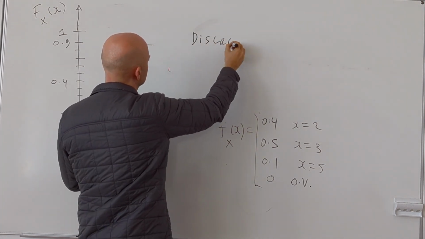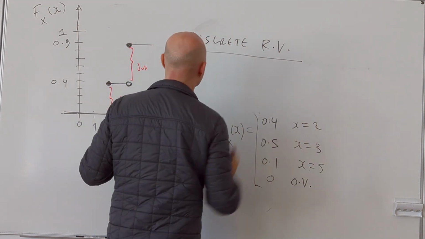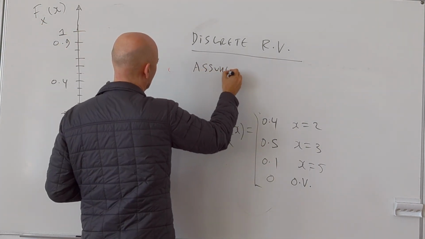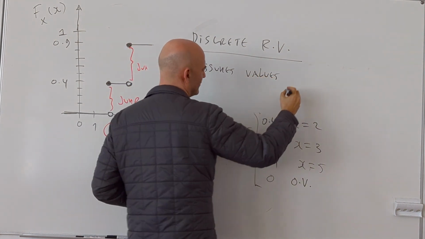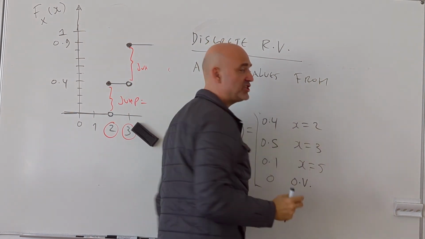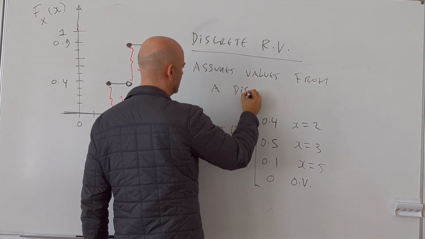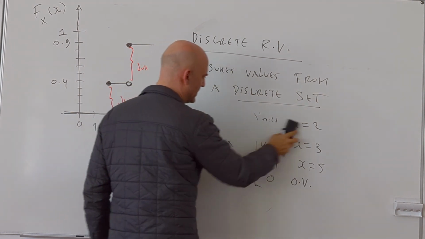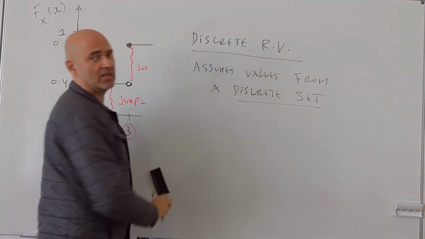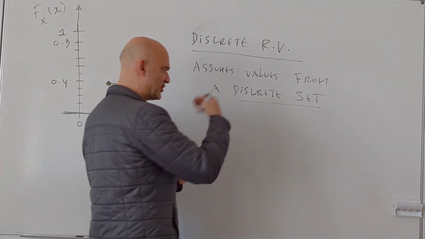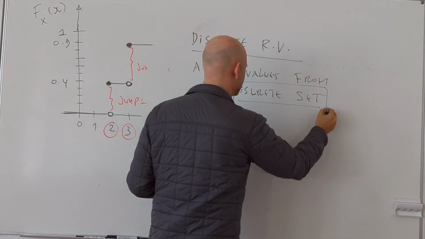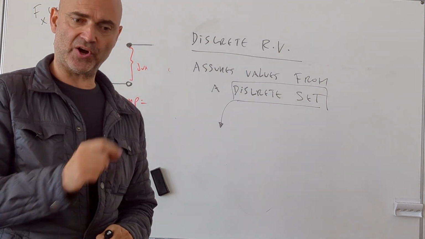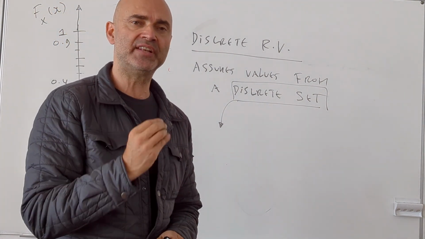What is a discrete random variable? We say that a discrete random variable assumes values from a discrete set. And a discrete set can be finite or infinite. But we can say what is the first, the second, and so on. So in a discrete set, we can put the elements of the set in correspondence with the natural numbers.